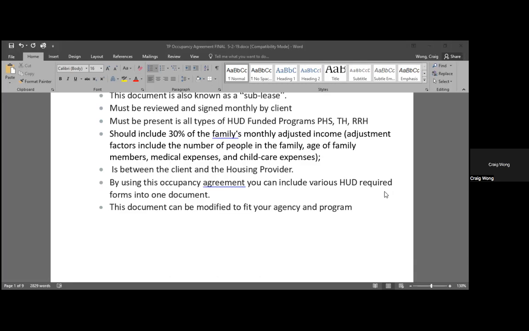And again, this document can be modified to fit your agency's needs, the population that you're serving. So feel free to go on our CoC website, and you can download a copy of this agreement and modify it to your organization. But this document is a requirement for our CoC HUD-funded programs.